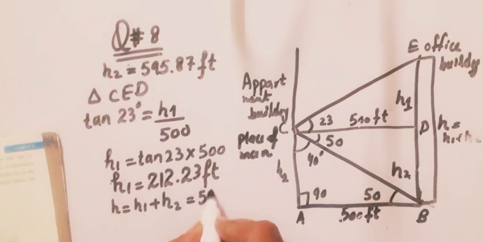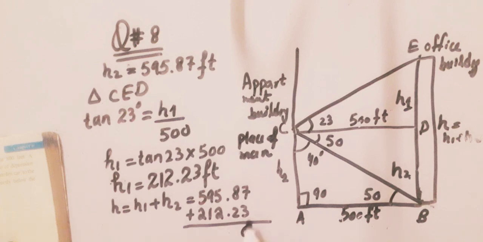Now 595.87 plus 212.23. So the total distance will become equal to, you will add this, 808.10 feet. So the height of the office building will become 808.1 feet. This is the answer. Now we will solve question number 9.